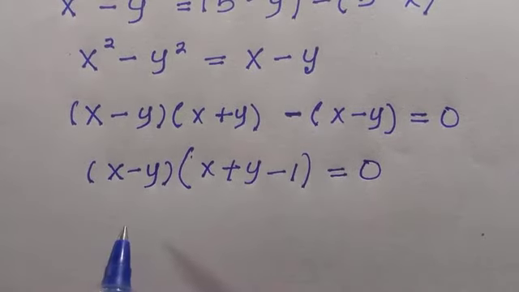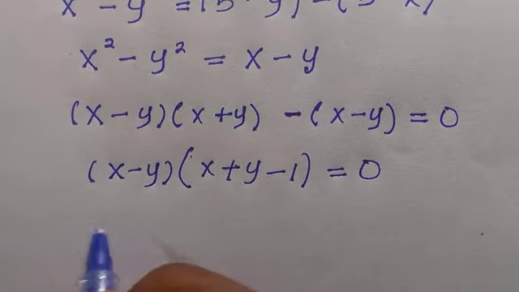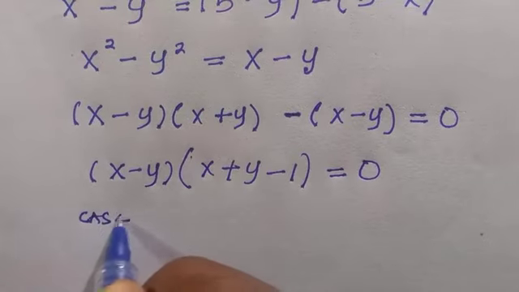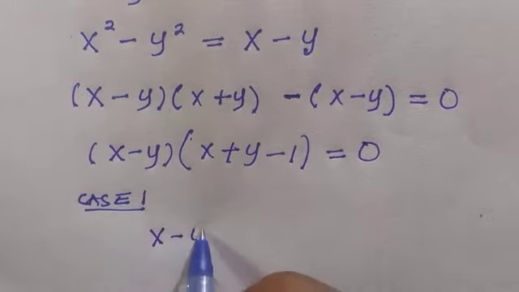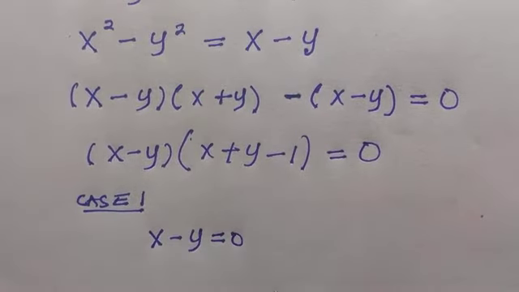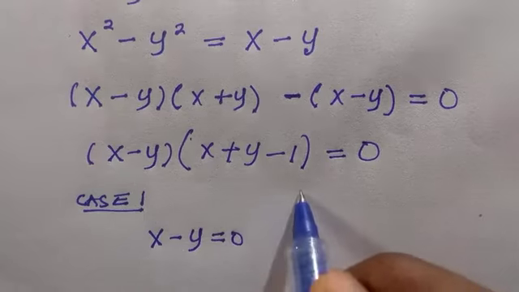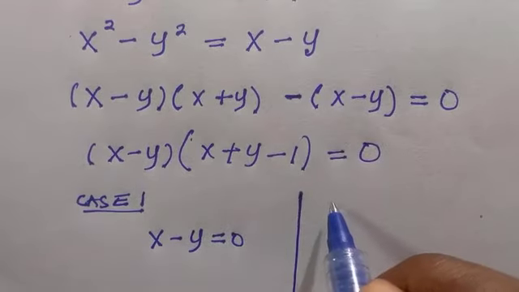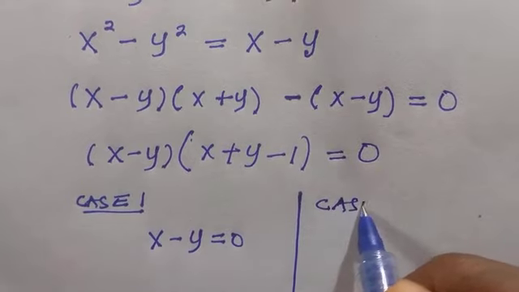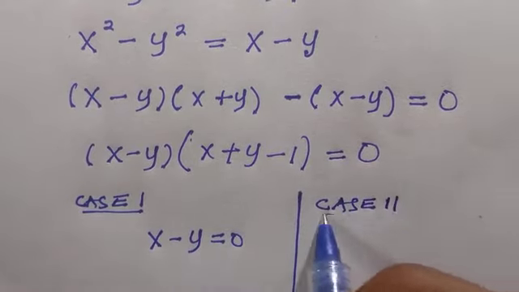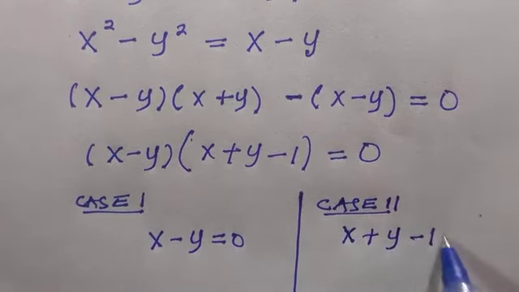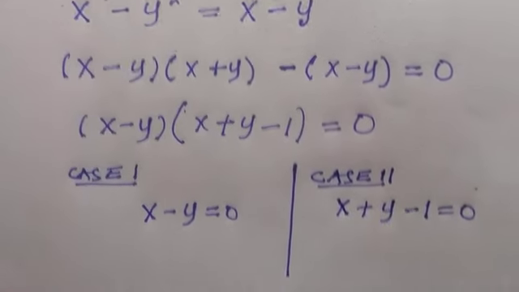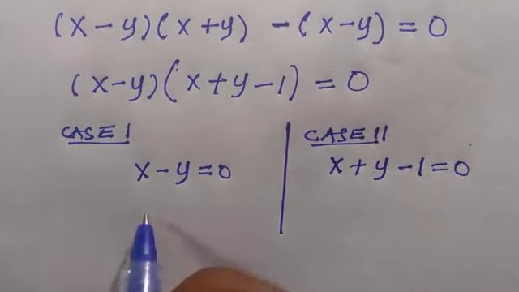And there are two possible cases here. For the first case, we are going to let x minus y equals 0. So let's call this one case 1. If x minus y equals 0, and for the second case, we are going to have x plus y minus 1 equals 0. So here we have x plus y minus 1 equals 0. So let's deal with the first case.